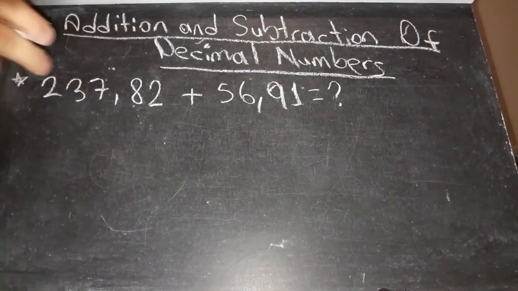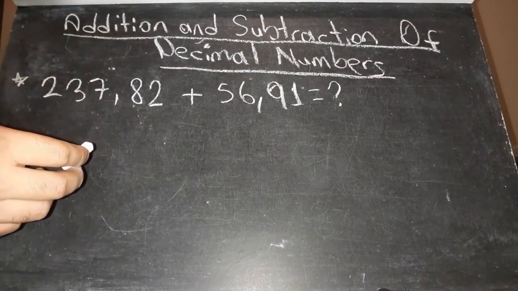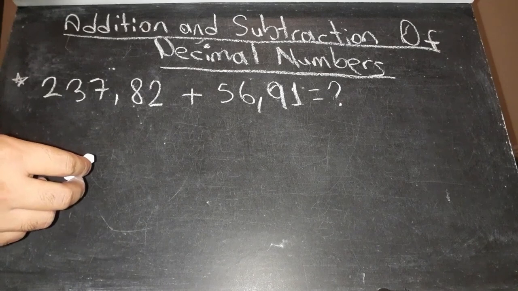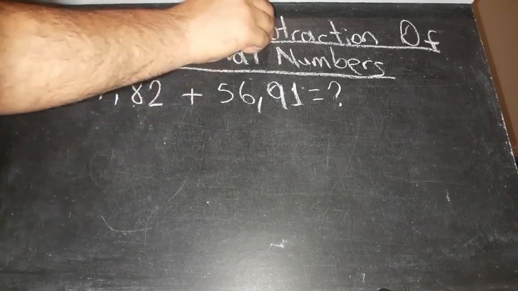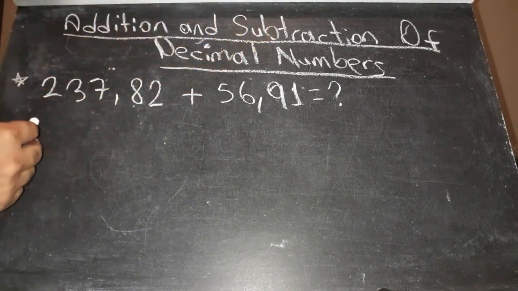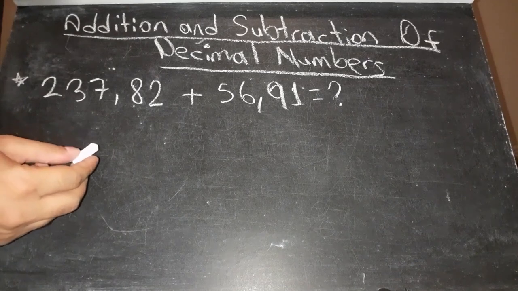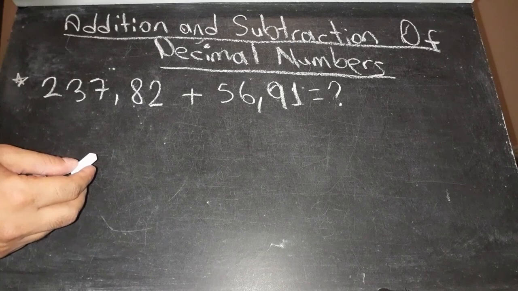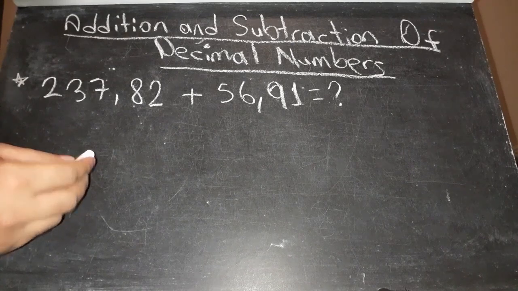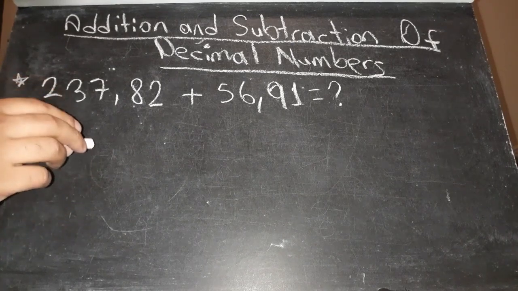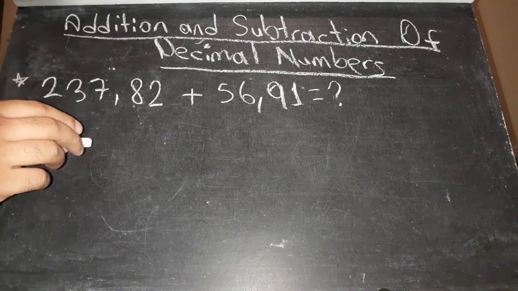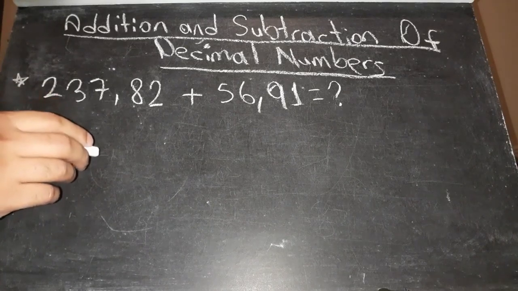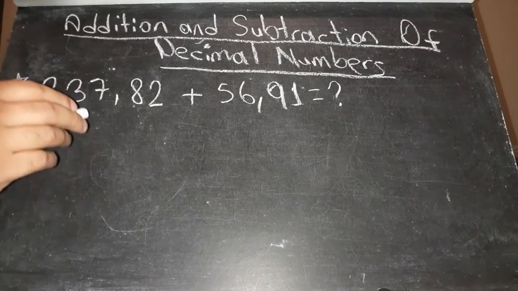Welcome ladies and gentlemen. In this video we are going to deal with addition and subtraction of decimal numbers. Okay, so my first question is 237,82 plus 56,91. The most important thing in addition and subtraction of decimal numbers is writing numbers underneath each other.